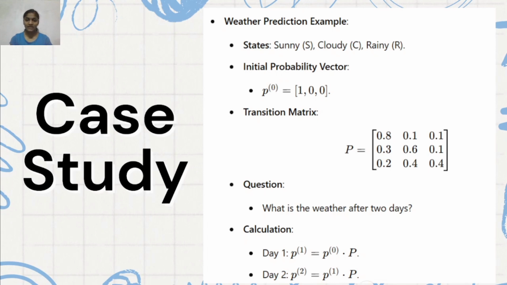So to predict that, here are the calculations. Day 1 will be P of 1 is equal to P of 0 dot P. And day 2 will be P of 2 is equal to P of 1 dot P.